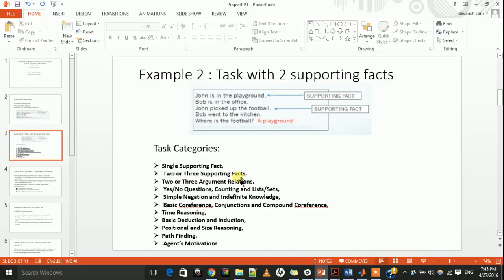To infer this answer, you can see that we need to combine the two statements John is in the playground and John picked up the football, which essentially means that the football is in the playground. So such a task is called a task with two supporting facts. Similarly, we have been given a list of categories of different tasks in the Facebook bAbI dataset from which we derived our data.